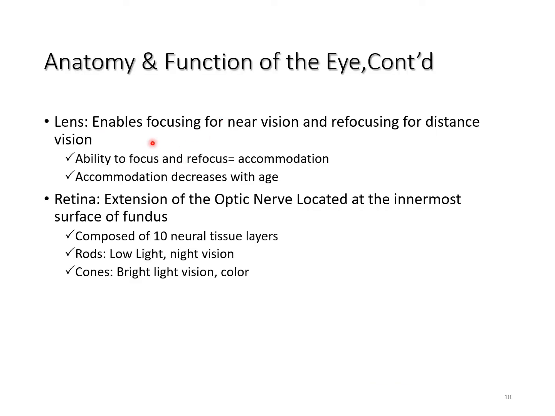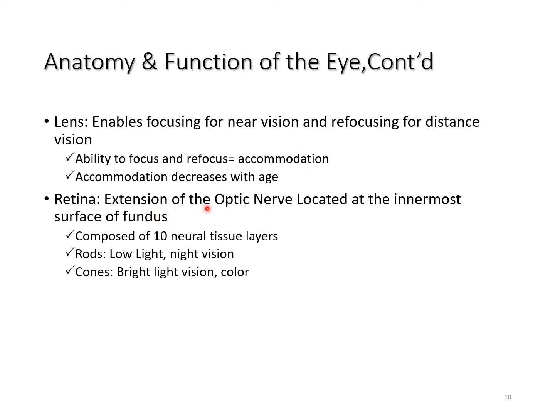All right, so your lens is enabling focusing for near vision and refocusing for distant vision, right? So it's also doing things like the ability to focus and refocus. That's known as accommodation, if you're able to do that. And apparently accommodation decreases for sure with age. So we know if there's issues with the lens, this is where cataracts come in, right? So therefore the patients can't be focusing and refocusing. So accommodation is not working. They're seeing everything as being blurred even, right? So we'll talk about that later.